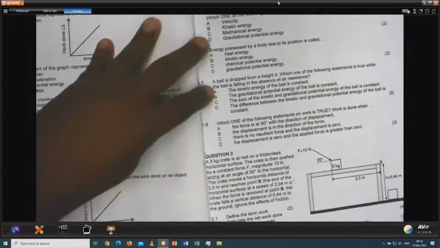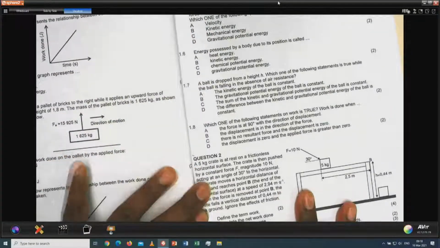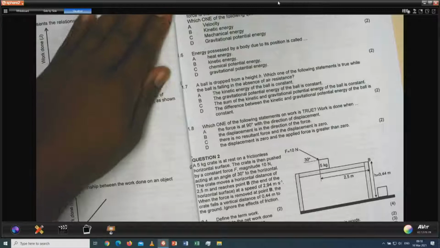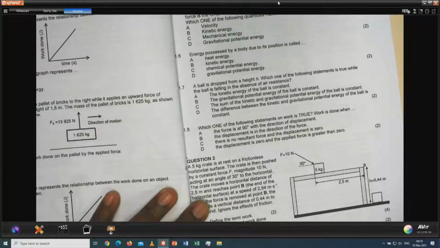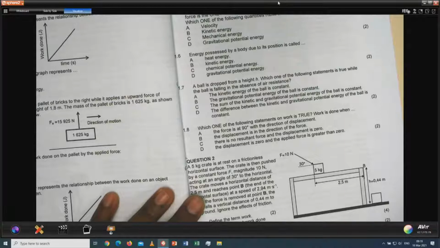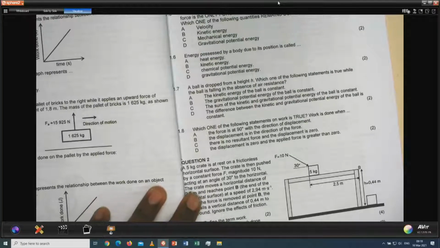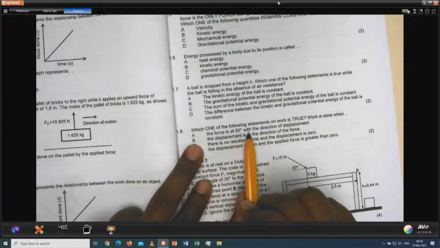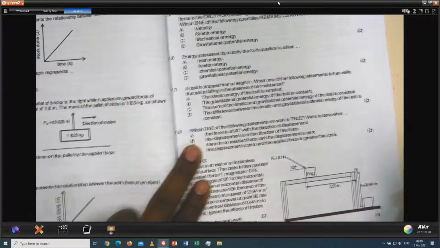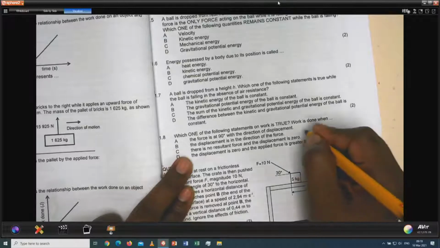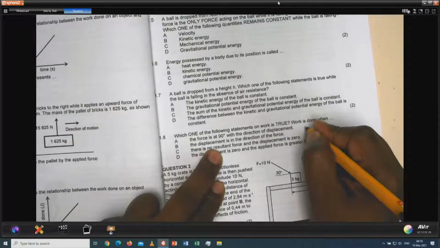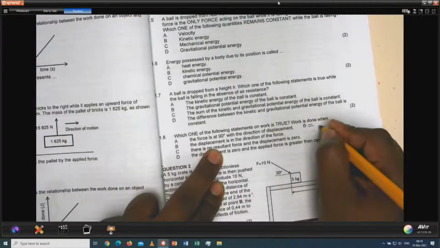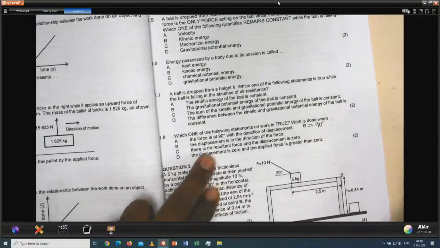And then the second one that I want us to look at is 1.8. Which one of the following statements on work is true? Work is done when, option A, the force is at 90 degrees with the direction of displacement. Let's try and argue why this one is wrong. So the direction is 90 degrees. That means theta is equal to 90 degrees.